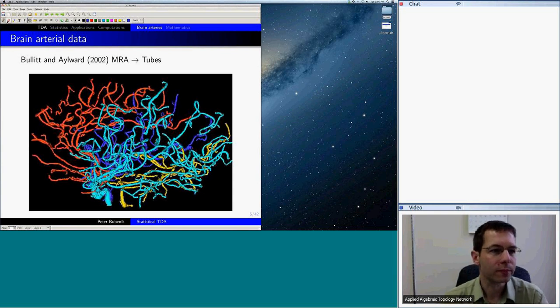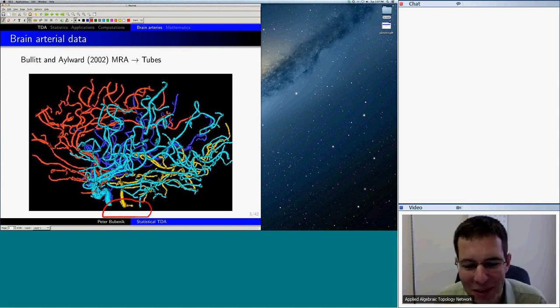In addition, there's one important feature here that's been removed in the pre-processing: something called the circle of Willis at the base of the brain, that has some analogy, but that's been removed in pre-processing.